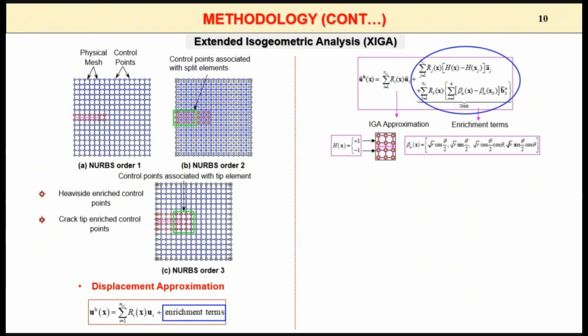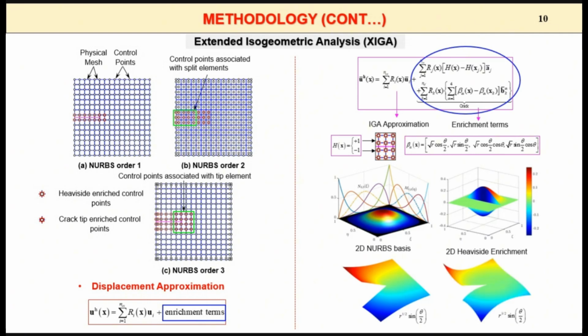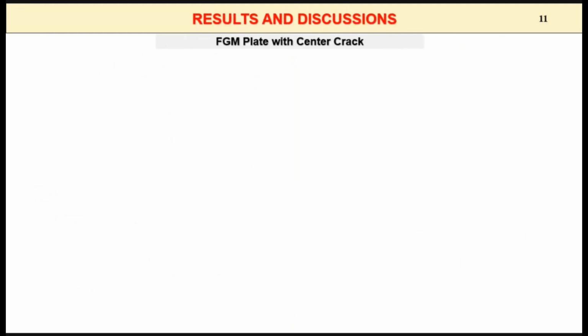And this is the asymptotic crack tip enrichment function. And this is different for different materials. If we take the plate bending problem, we also have a different enrichment function. This is the plot for the 2D NURBS basis function and how we are enriching it. So you can easily see how this discontinuity is captured. And this is the asymptotic crack tip enrichment function.